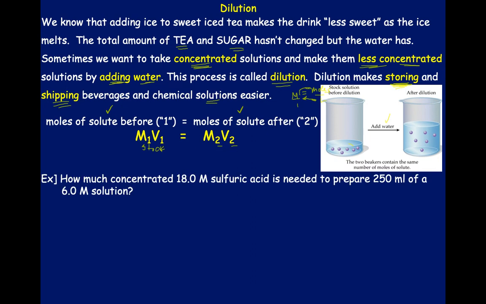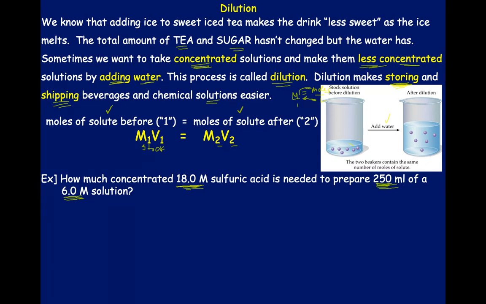Okay, so let's bring up a situation that would happen in a lab. It says, how much concentrated 18 molar sulfuric acid is needed to prepare 250 milliliters of a 6 molar acid? So we start out with the really concentrated stuff. Again, the higher the molarity, the more concentrated the solution is. Let's say I don't want 18 molar, I want only 6 molar. So by adding water to the 18, that will dilute it down to 6 if you increase that volume with water. And we only want to make a small amount, only 250.